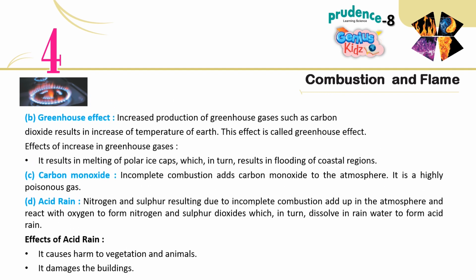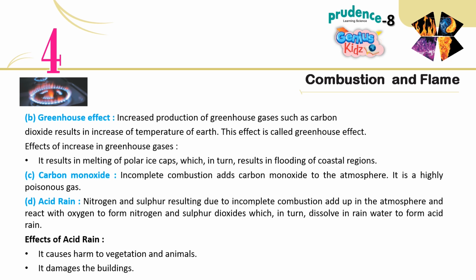B. Greenhouse effect. Increased production of greenhouse gases such as carbon dioxide results in increase of temperature of Earth. This effect is called greenhouse effect. Effects of increase in greenhouse gases: it results in melting of polar ice caps, which, in turn, results in flooding of coastal regions.